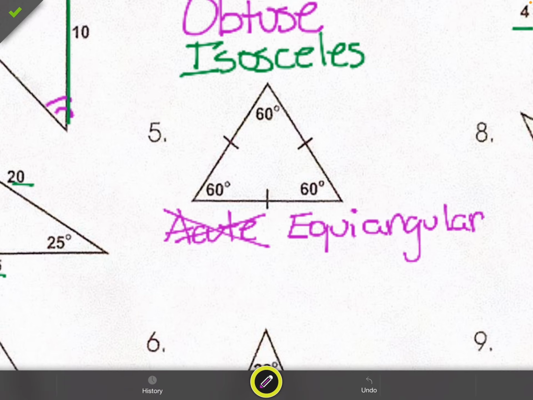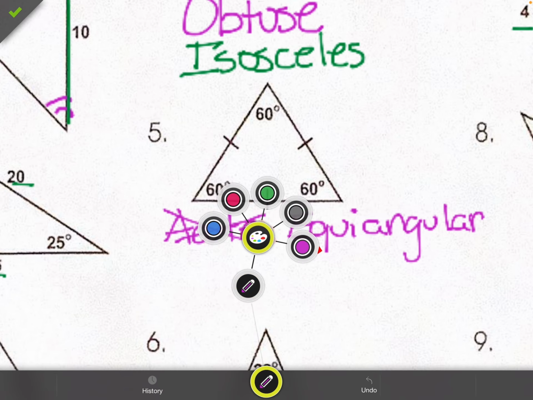Okay, if you put acute, it will be marked wrong because that is not the best name for your triangle. Technically not wrong, but it's not the most descriptive fitting the 60, 60, and 60. Now let's check out my sides.